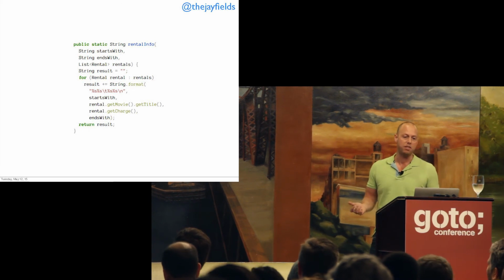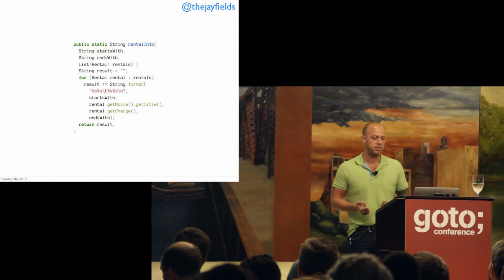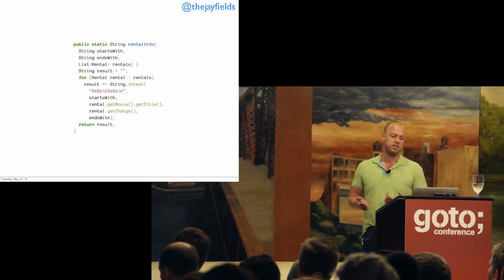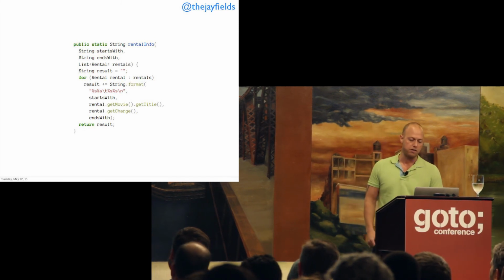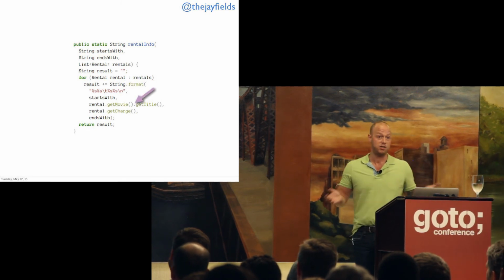We have another helper method that we have to go into. This helper method doesn't even do anything that interesting. It's doing a little formatting. It's taking some strings and rental objects, and it's just putting everything together. And we don't even have time to talk about the law of Demeter violation, because these tests are so bad.